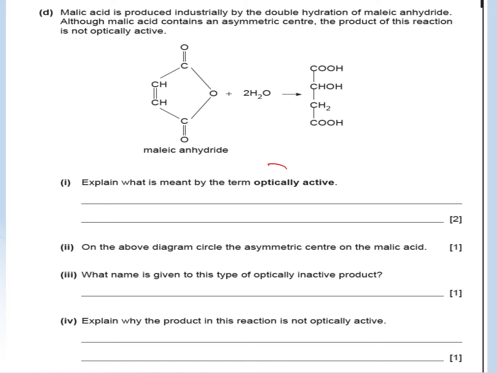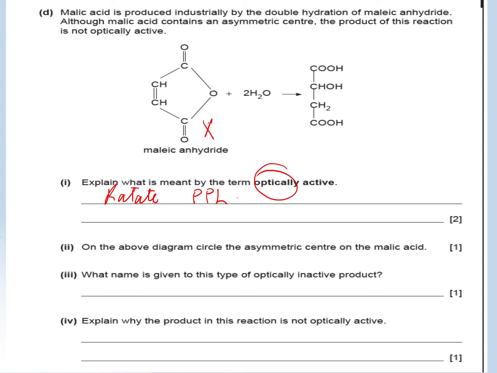So explain what optically active is. A lot of people say it's a carbon with 4 different groups around it. It's not. Optically active is to do with the fact that your substance can rotate plane polarized light. Okay, so that's what optically active is. On the diagram above, circle the asymmetric center in the malic acid.